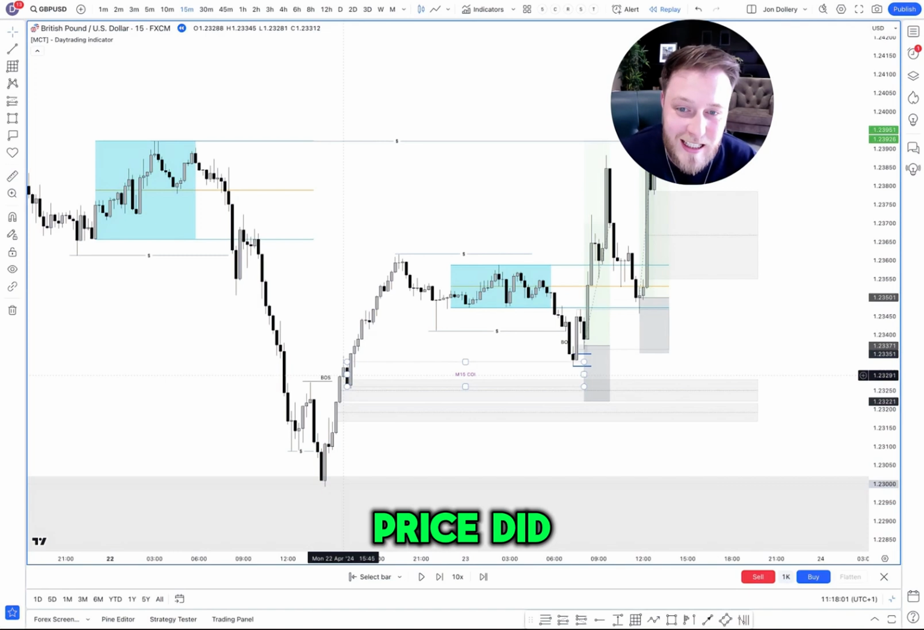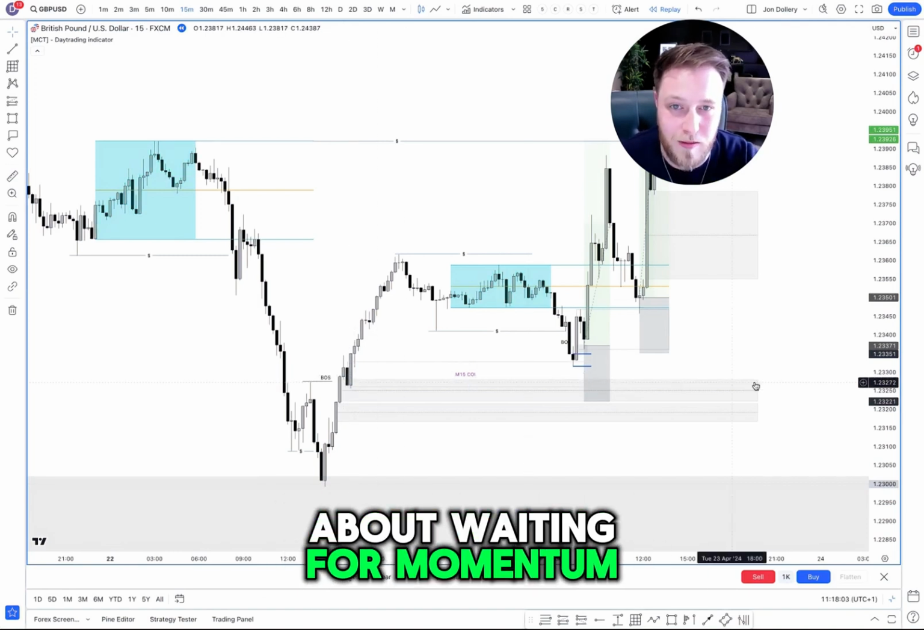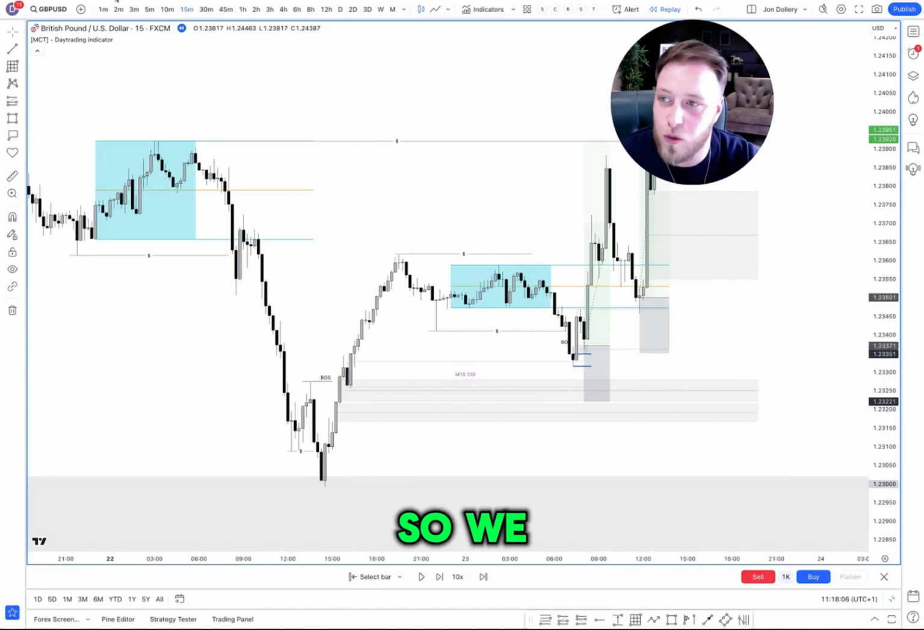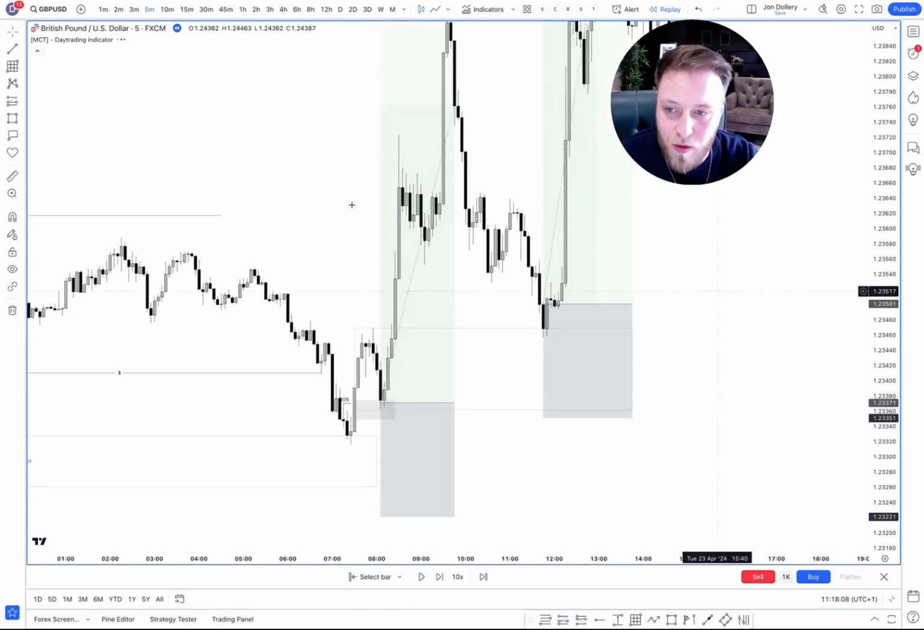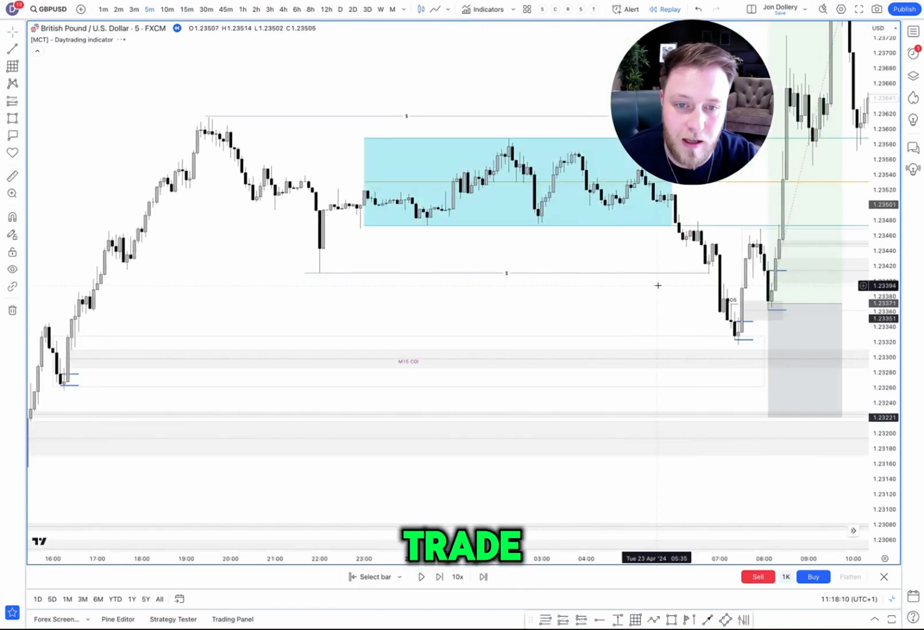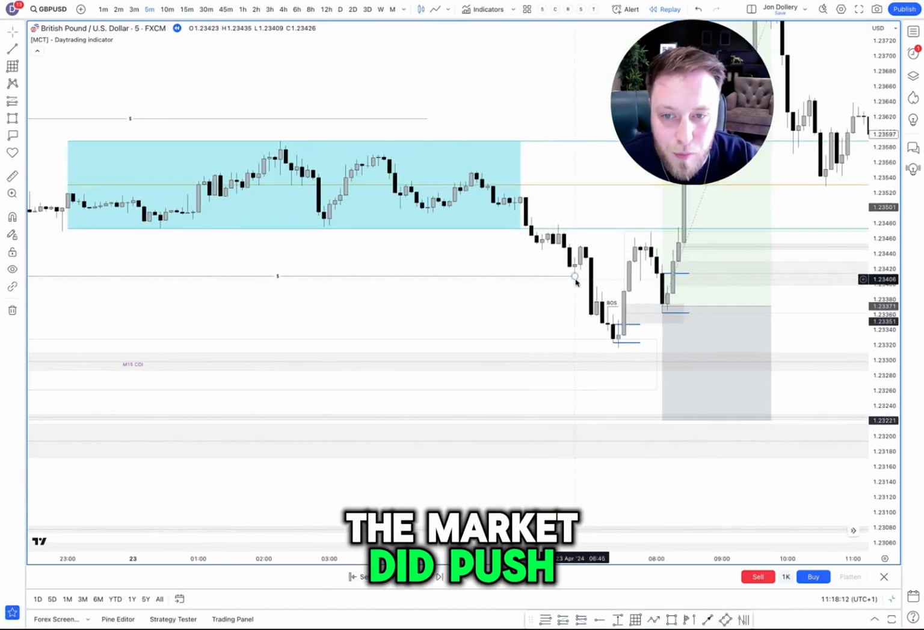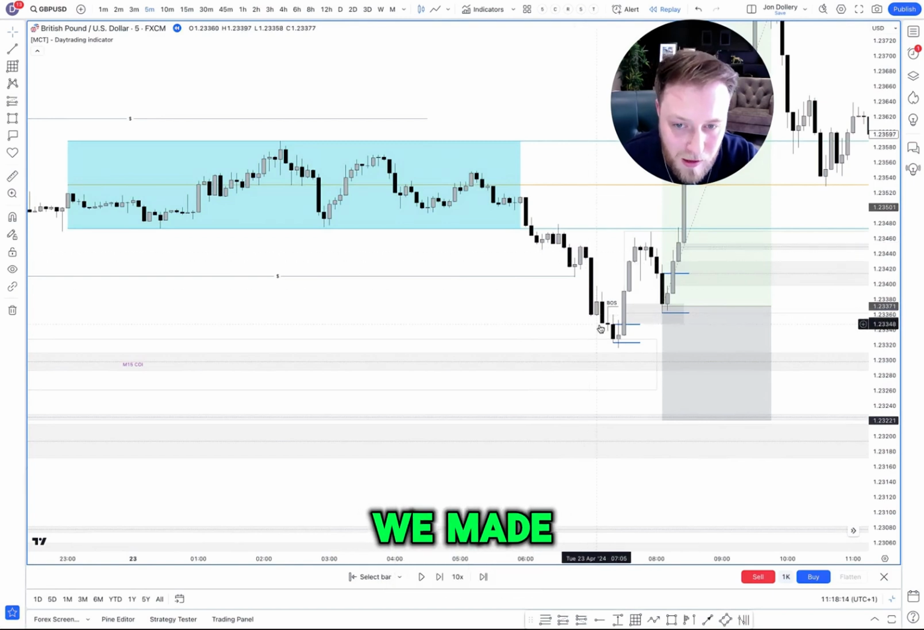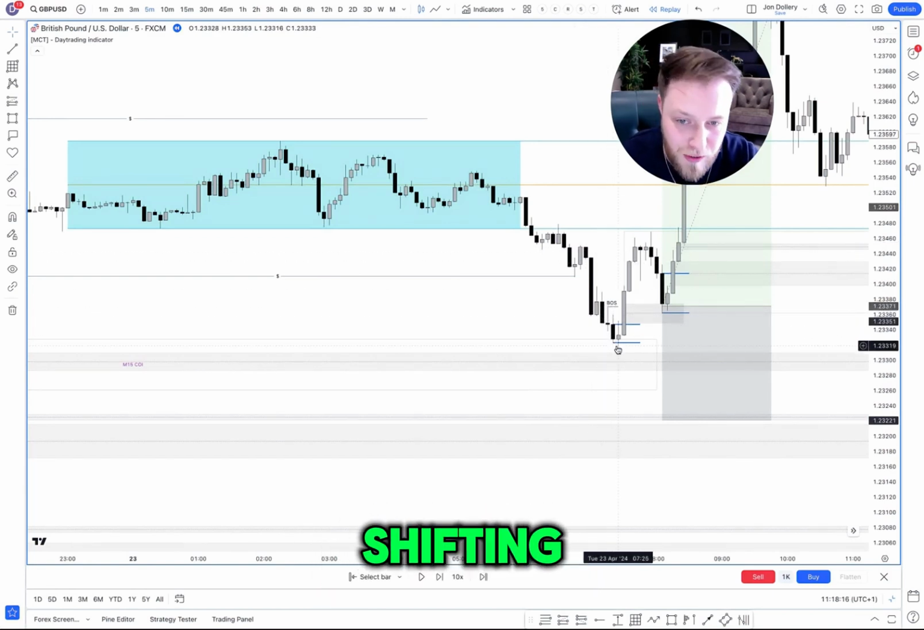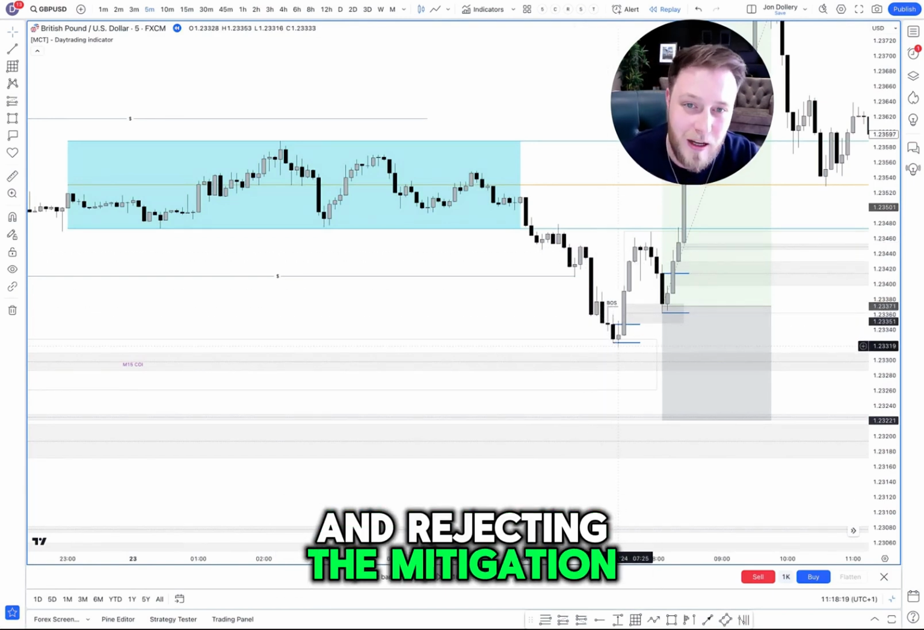We can see that price did get into it, and then it was about waiting for momentum to get back in my favor again. So if we go into the 5-minute time frame, we can see exactly how we took this trade. On the 5-minute, we can see that the market did push down. We made a low, we made a high, we made a low, and then we made a lower high before shifting and rejecting the mitigation point.